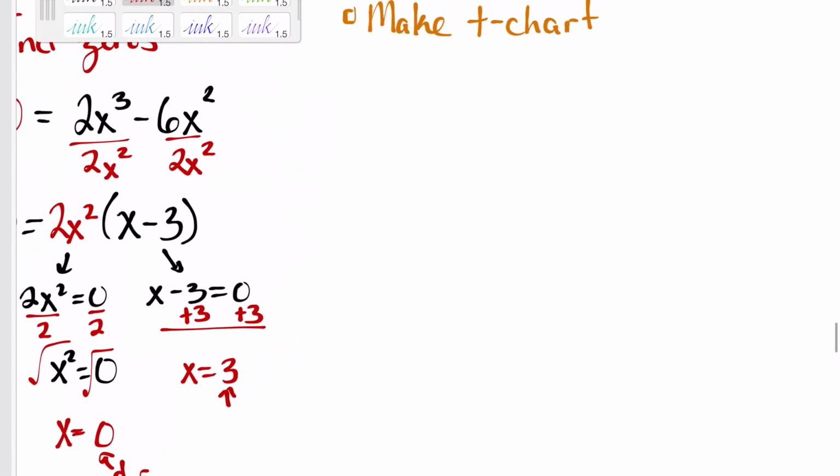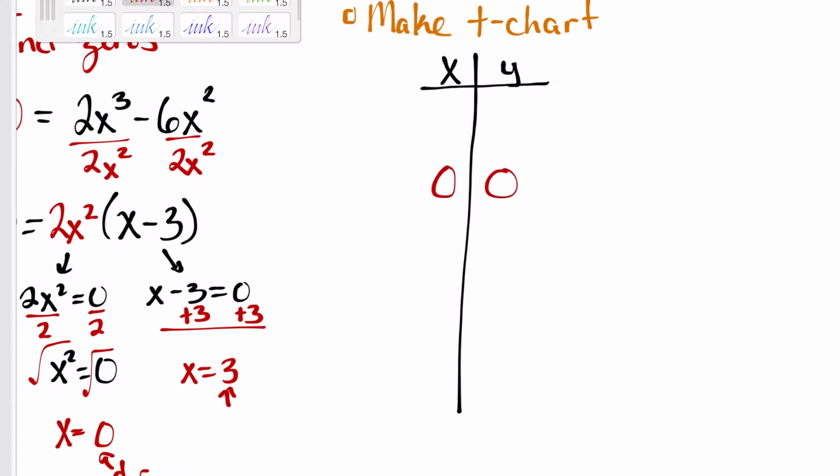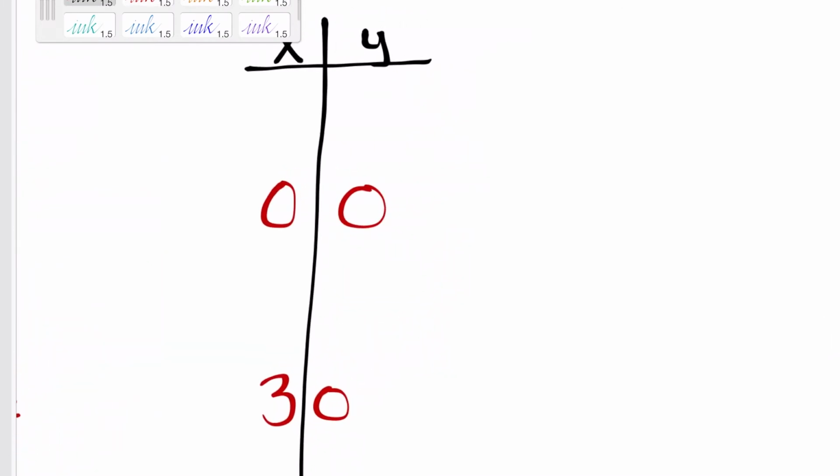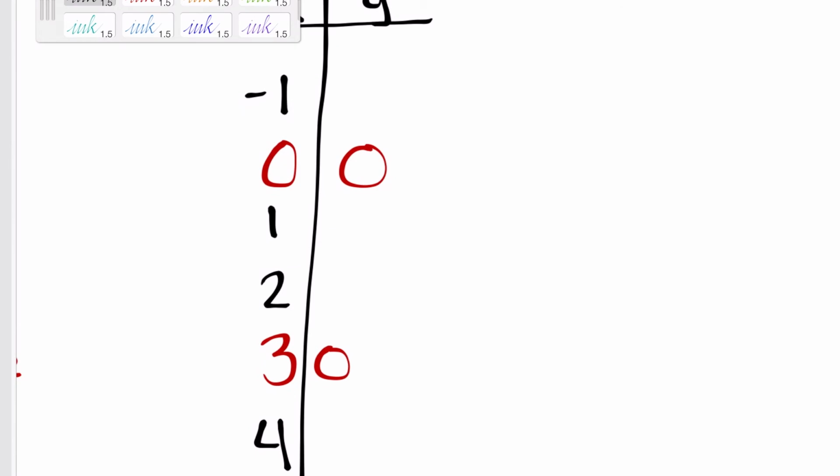So now that I know of at least 2 points, I'm going to make up a t-chart. And in my t-chart, I know that I have a point at (0, 0), and I have a point at (3, 0). So it's a really good place to start. And I want to figure out what my graph looks like around these zeros. So I'm going to plug in a point below, and then some points in between, and a point on the other side. So I want to get a good idea of what's happening around these zeros.